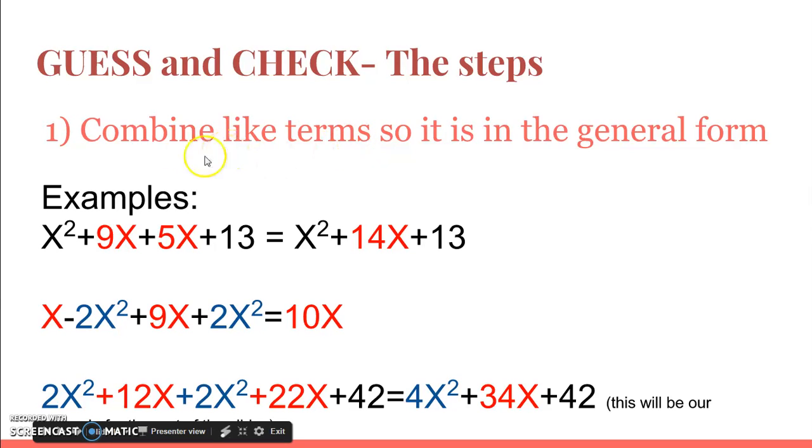The other option that we have is to do guess and check. And it's going to start off the same way as the AC method does. We want to go ahead and combine our like terms. Once again, 9x plus 5x is 14x. Here our x squared is canceled out and we're left with 10x. And down here we ended up with an answer of 4x squared plus 34x plus 42.